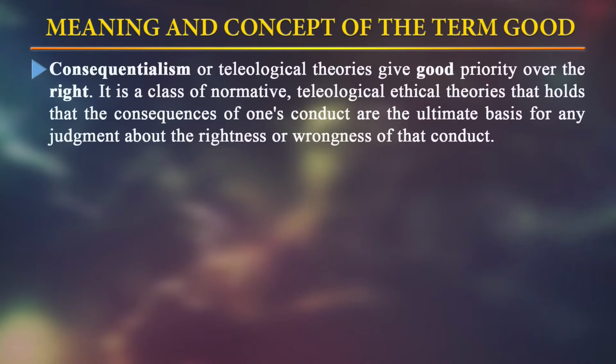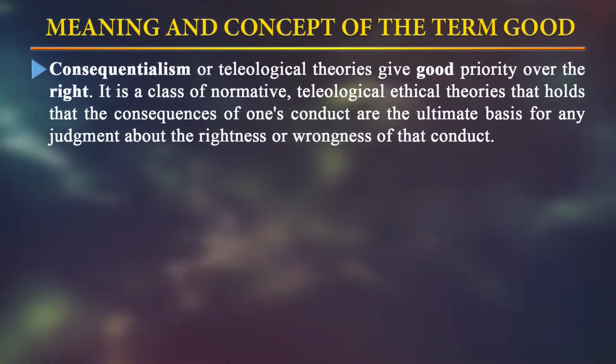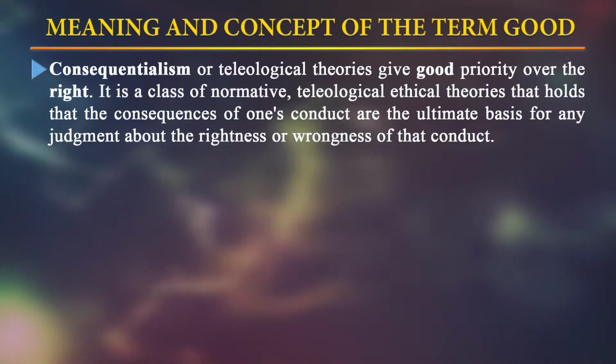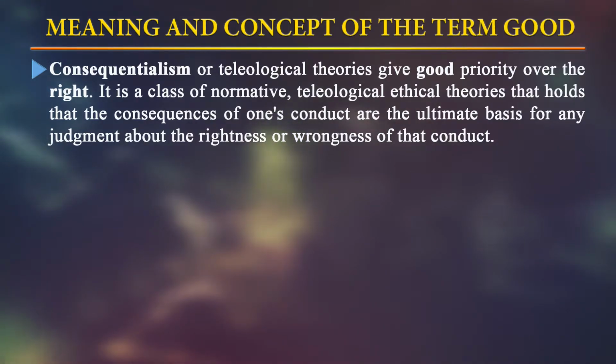Now coming to another theory, that is consequentialism or the teleological theories. These theories give good priority over the right. It is a class of normative, teleological, ethical theories that holds that consequences of one's conduct are the ultimate basis for any judgment about the rightness or wrongness of that conduct.